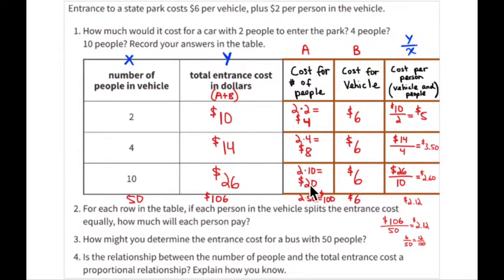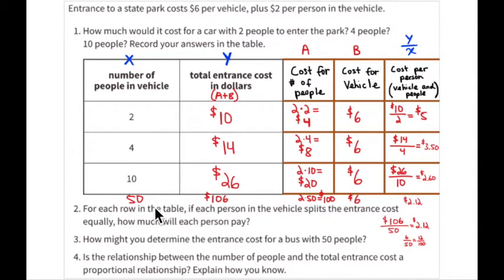Well, if it's 10 people, that $6 now is going to be split up among those 10 people. So each person is going to have to pay 60 cents in addition to the $2 for them to get into the park. So it's going to be $2.60. It's $26 divided by 10 people.